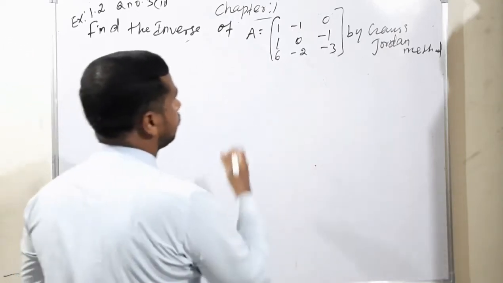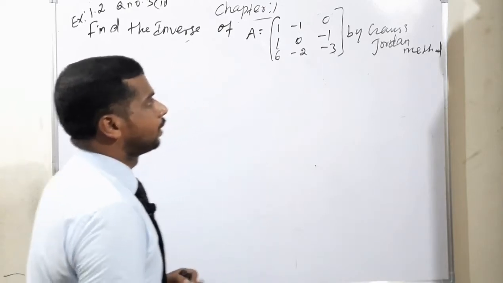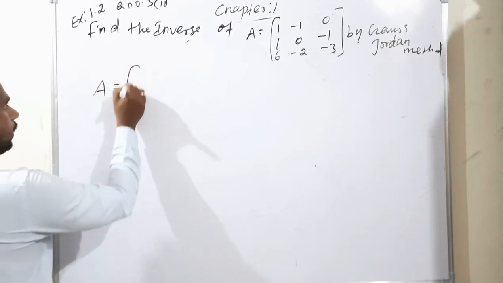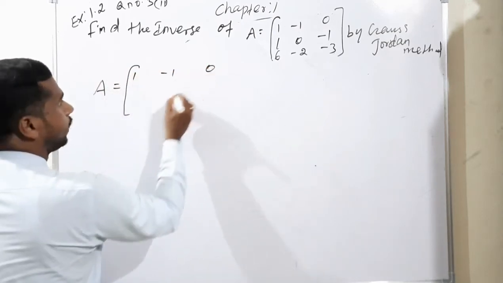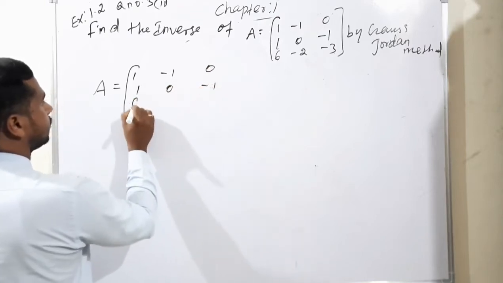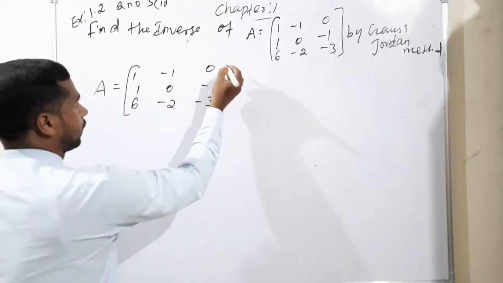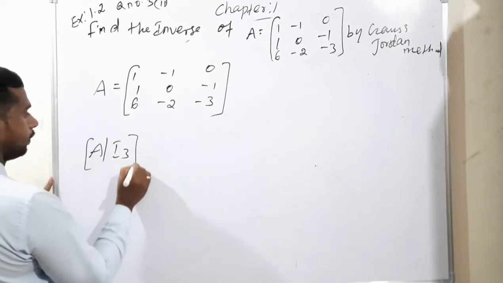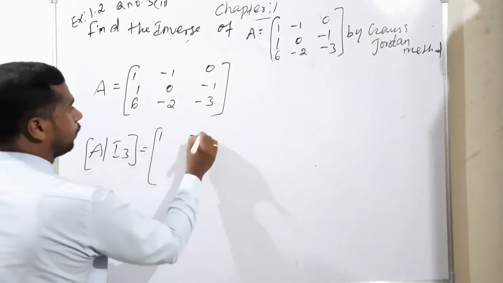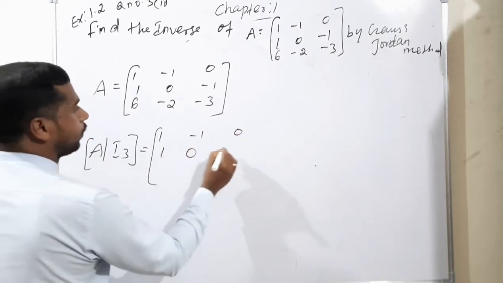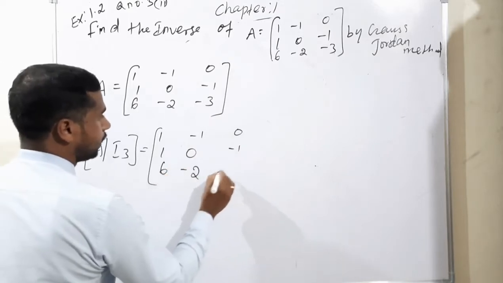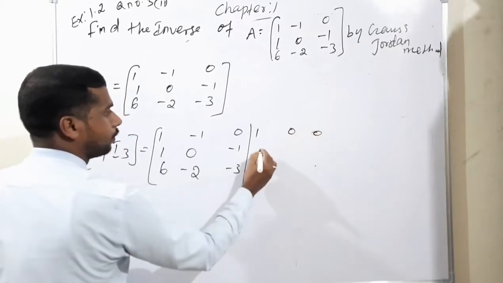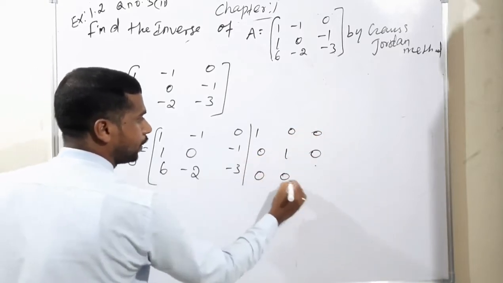Find the inverse of A, a 3 by 3 matrix, by the Gauss-Jordan method. So A is equal to 1, minus 1, 0, 1, 0, minus 1, 6, minus 2 and minus 3. Then we have to compare the augmented matrix with I3. So I3 means 1, 0, 0, 0, 1, 0, 0, 0, 1.